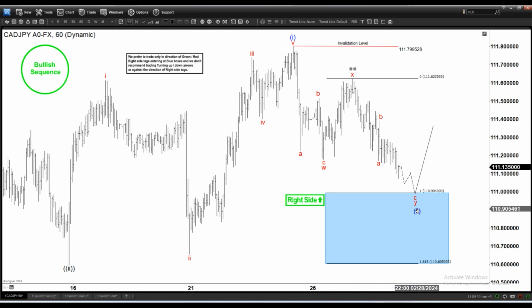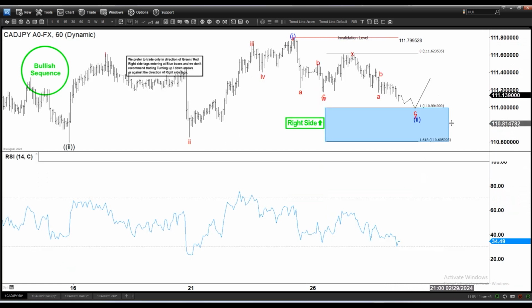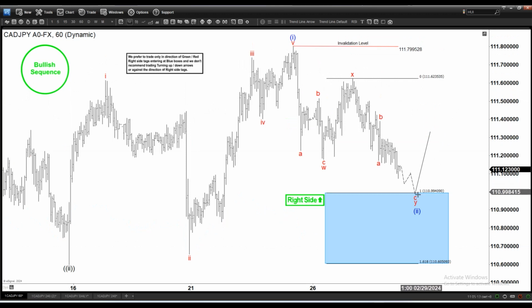into this potential support zone, which is based on the WXY extension here, right? And so here we're looking for support between 110.6 and 111, and from here we expect either going to new high from here, or we can see at least a 3 waves rally at least from here.